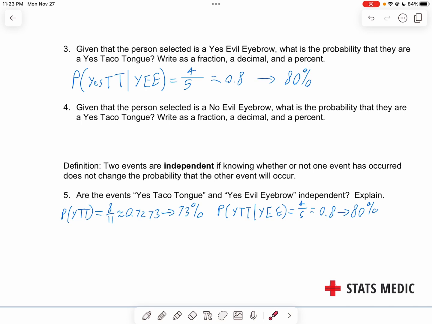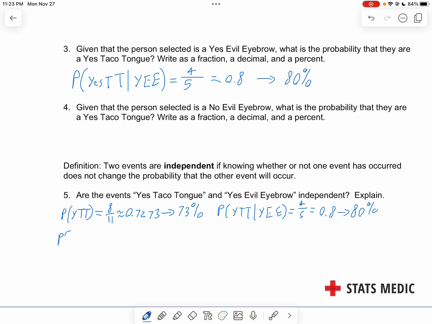Now, because our sample size is so small and these numbers are pretty close together, we could default and say statistics aren't perfect, so maybe they are. And this is where we're going to look into the other one. For the events to be independent, they can't influence each other. We only looked at whether evil eyebrow would influence the taco tongue. So let's try it the other way.